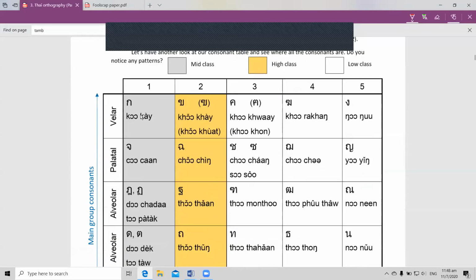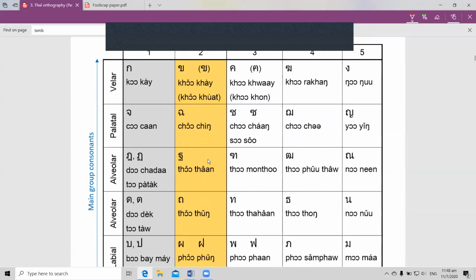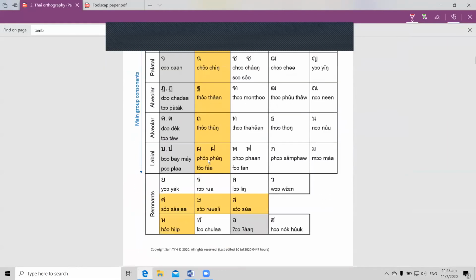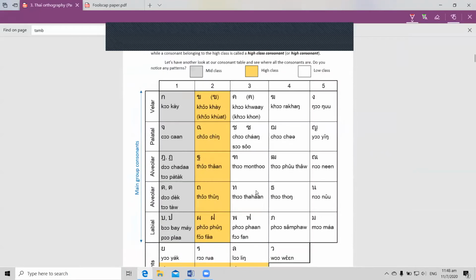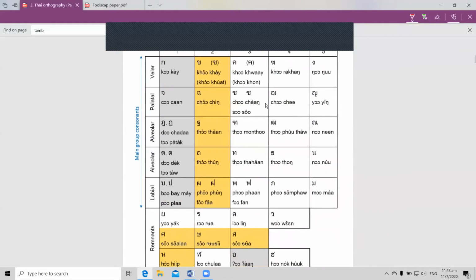So this is a table to list the consonants in Thai. Like the case for Sanskrit, right? We also have main group consonants in Thai and remnant consonants. I've used color coding to tell you what classes the consonants belong to: gray means mid class, gold means high class, and white means low class. I want you to look at this table and tell me any patterns you can observe.